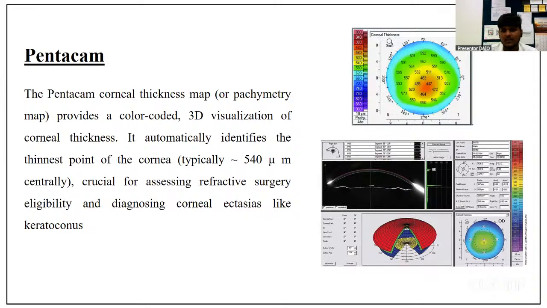So, Pentacam. The Pentacam corneal thickness map or pachymetry map provides a color-coded 3D visualization of the corneal thickness. It automatically identifies the thinnest point of the cornea, typically 540 micrometers centrally, crucial for assessing refractive surgery eligibility and diagnosing corneal ectasia like keratoconus. So this is the image of the Pentacam.